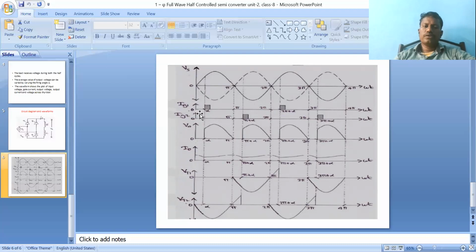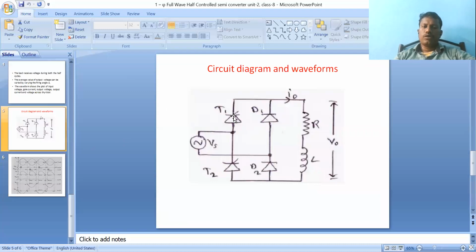During the first half cycle, the gate pulse is applied at omega t equal to alpha. The firing pulse is given to thyristor 1, so thyristor 1 comes into conduction state. The current starts from Vs positive through T1, the R-L load, and finally D2, and returns to Vs. See the path of current; that is how the current flows. Clear?